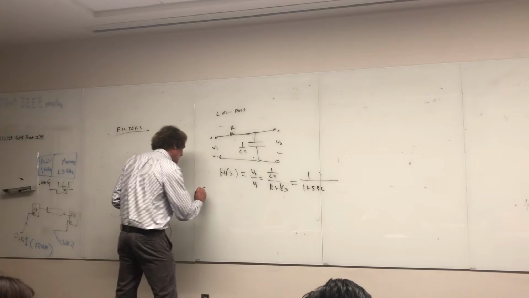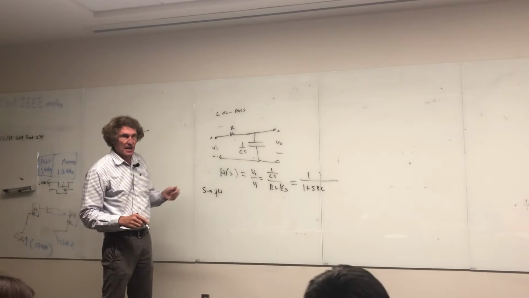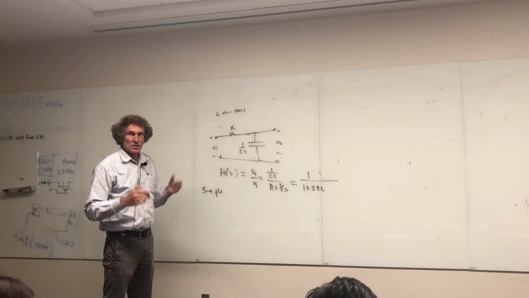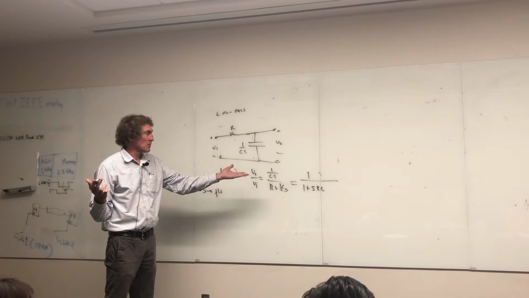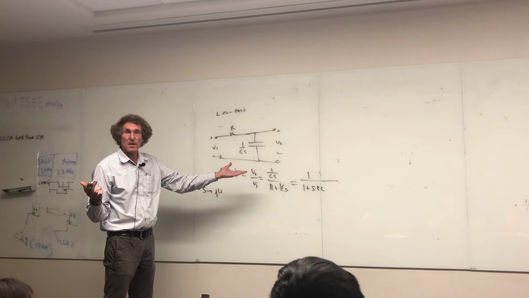S is really equal to J omega. You forget the sigma value. And if you look at that, you start at S equals 0. The transfer function is 1. You can see definitely low frequencies pass.